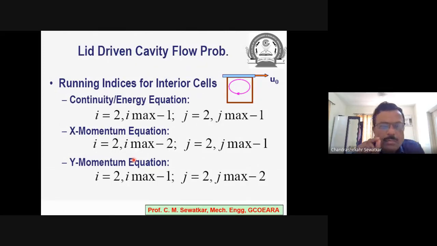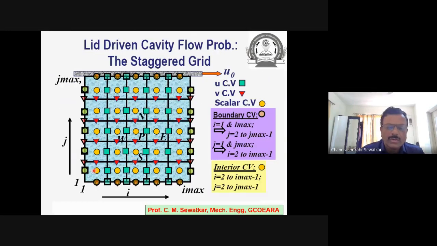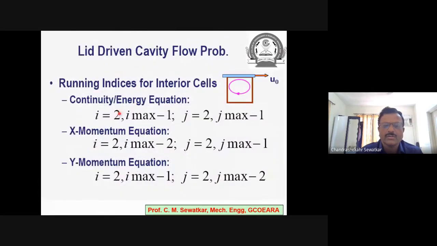Further, it is important for all of you to understand the running indices for the continuity equation, x momentum equation, and y momentum equation. For the continuity equation, we solve the continuity equation as applied to the main control volume. So my main control volume goes like this. This is one cell center, 1 here, but this is 2, 3, 4, 5, 6, and 7. So the continuity equation I am going to solve for the yellow cell centers. So the running indices go like this: i is equal to 2 to imax minus 1, and j is equal to 2 to jmax minus 1.